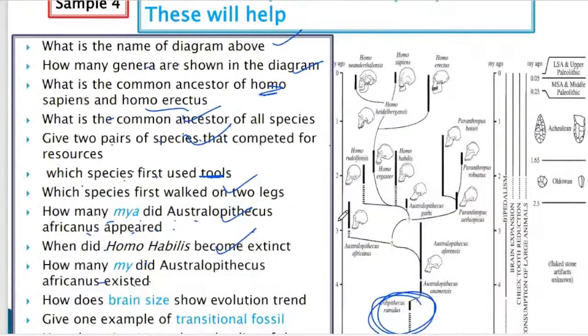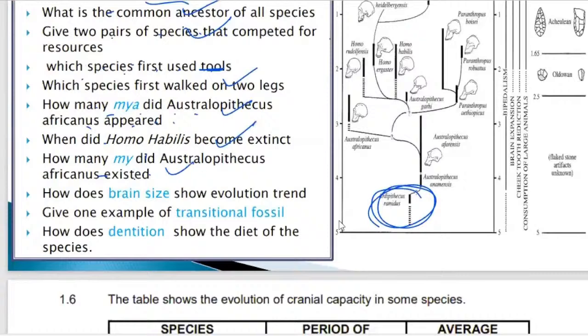Then they're asking, how does the brain size show the evolution trend? We talked about that: the higher the brain size, the higher the number of cells, which leads to more intelligence. Give one example of a transitional fossil. An example of a transitional fossil is Karabo, Australopithecus sediba.